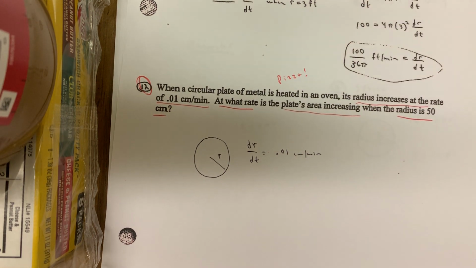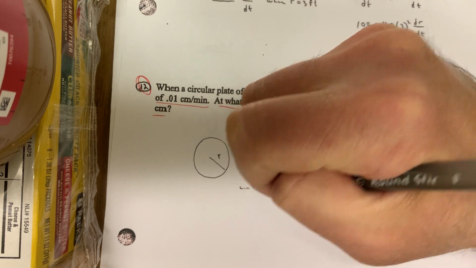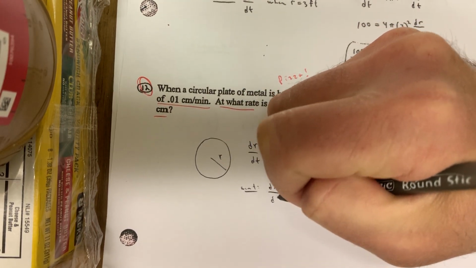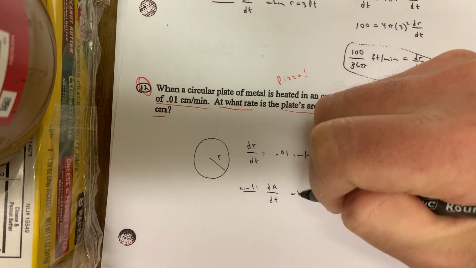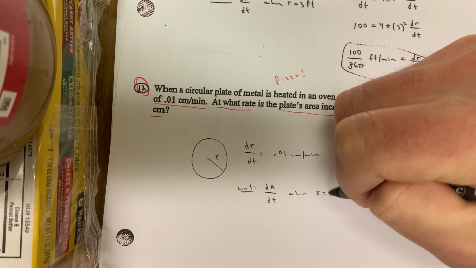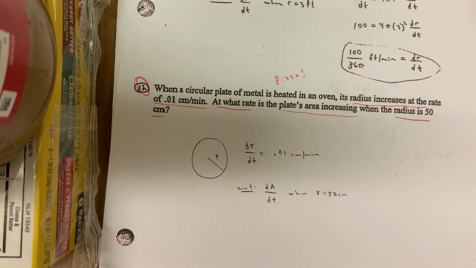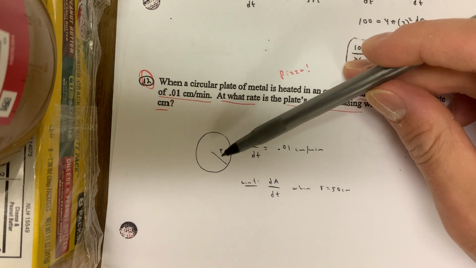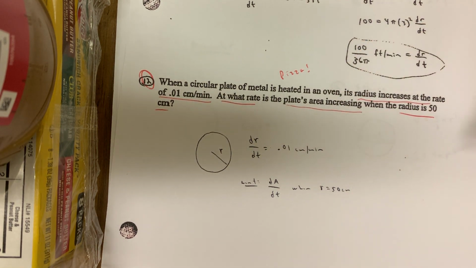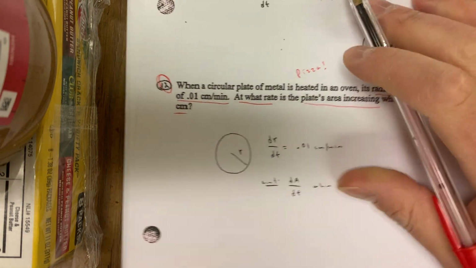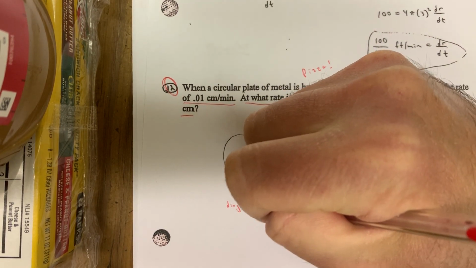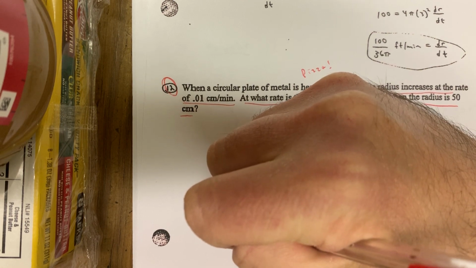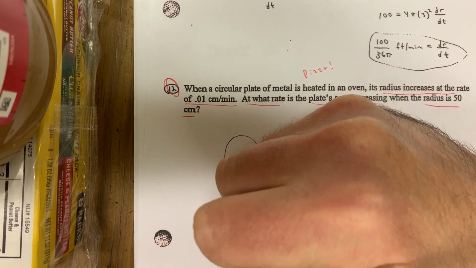They want the rate at which the plate's area is increasing, so they want dA over dt, the rate at which the area is changing with respect to time, at the specific instant. They said when the radius is equal to 50 centimeters. And don't be the person who just labels the radius to be 50. The diagram that you draw always has to be in flux, okay? It's got to be a diagram that works at any time t. So r is not 50 at any time t. So maybe write that down: diagram must represent any time t.